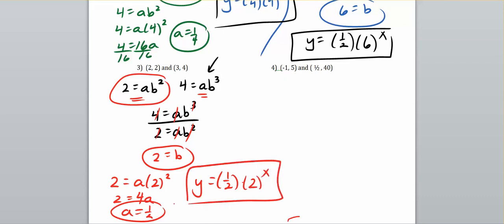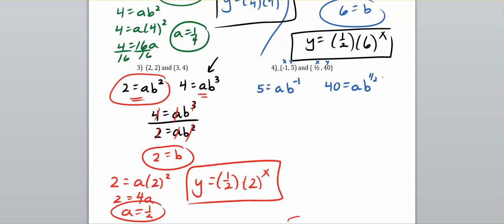All right, number 4 is a little bit trickier. You can try that one on your own if you want and pause the video, or else just kind of work with me. Same process. We're plugging in for x's and y's and making 2 equations and then solving the system. So y is equal to ab to the -1. Y is equal to a times b to the x. So it's a little bit harder as we're going to have negative exponents and fractional exponents.